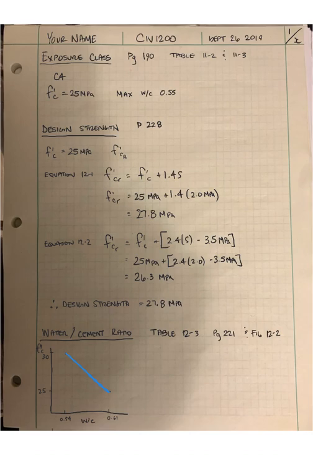Okay, so with 25, 26, 27, 28, 27.8 would be right here, right? And if we were to draw that line straight across to where we hit that line, we would see that it comes right down, okay?